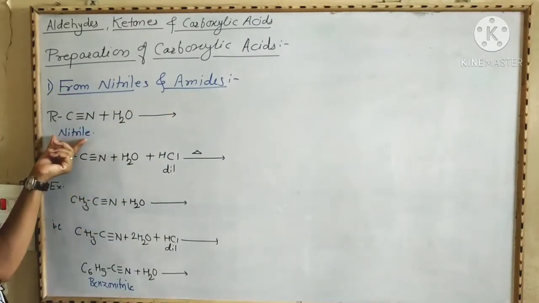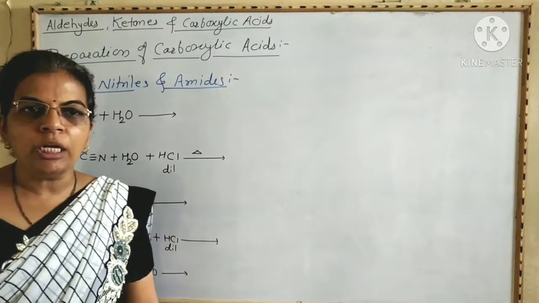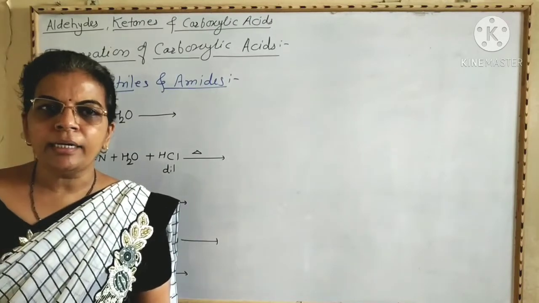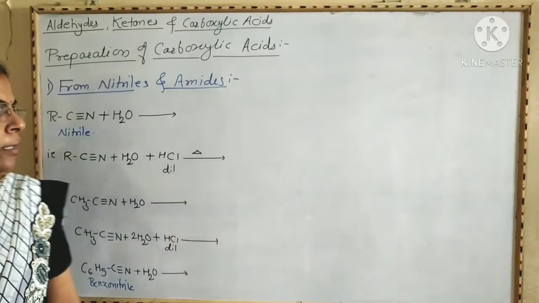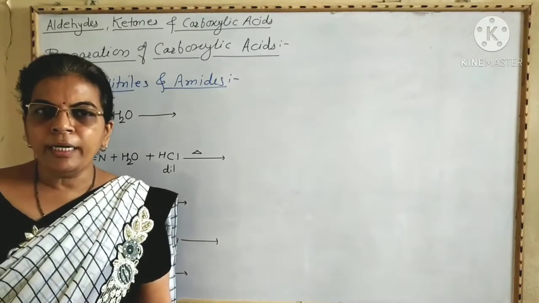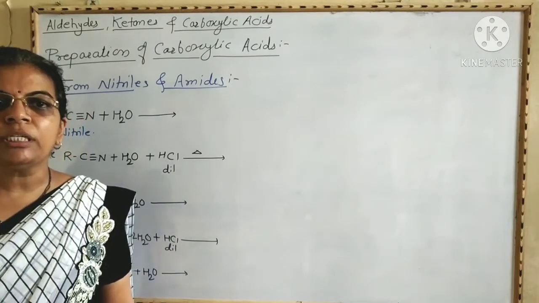Now we know what is meant by nitriles. When an alkyl or aryl group is attached to a CN group, it is called a nitrile, either an alkane nitrile or an aryl nitrile. Here we can prepare aliphatic carboxylic acid and aromatic carboxylic acid by using this method.